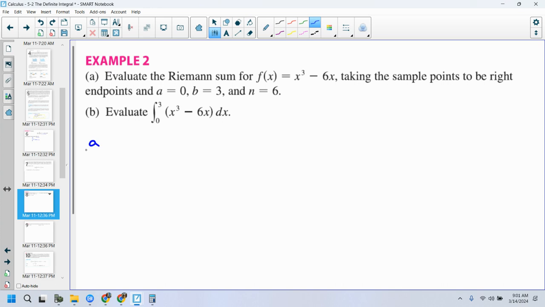All right, let's take a look at A. Evaluate the Riemann sum for f of x equals x to the third minus 6x, taking sample points to be the right endpoints. So we're really going to find R6, right? I'm going to find R6. So for that, I need to find delta x. Well, delta x is b minus a over n. So 3 minus 0 over 6, 3 over 6, is 1/2. 1/2 comes up a lot, just because it's easy for me to make problems like that.